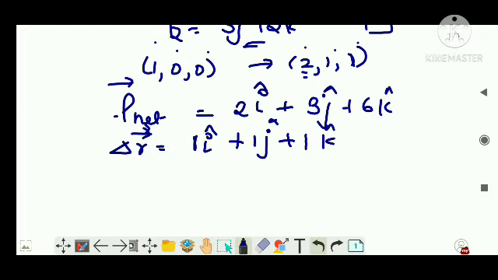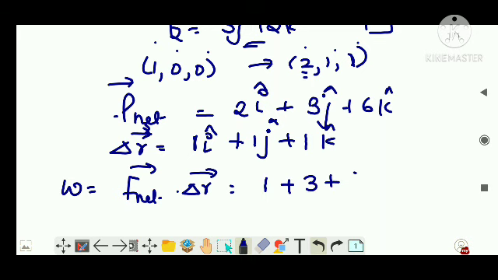You have to just find the dot product. That work is equal to F net vector dot delta r vector. So multiply items. 2 into 1 is 2, plus 3 into 1 is 3, 6 into 1 is 6. That is, you will get what? It is 10 joules, right? I believe it is 10. It is 2 now, so it is 11 joules. Sorry, 11 joules. Clear? Right?